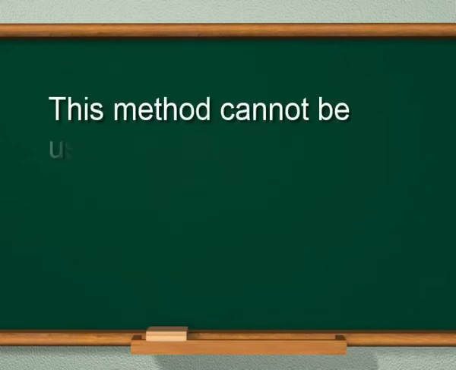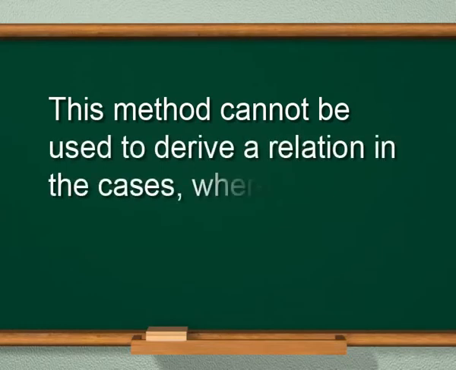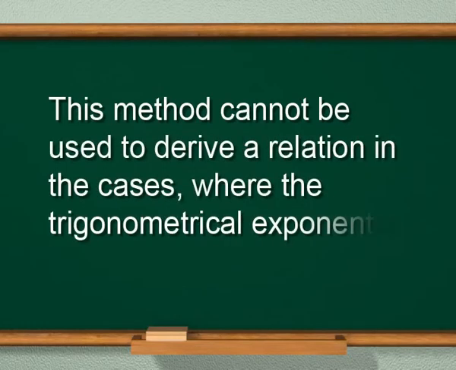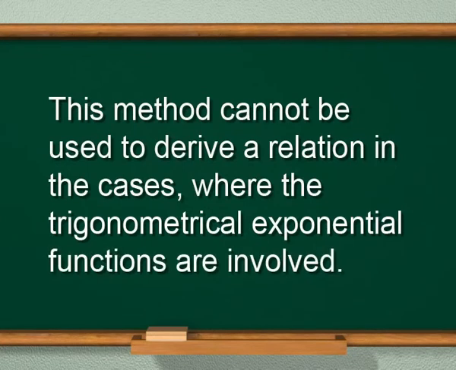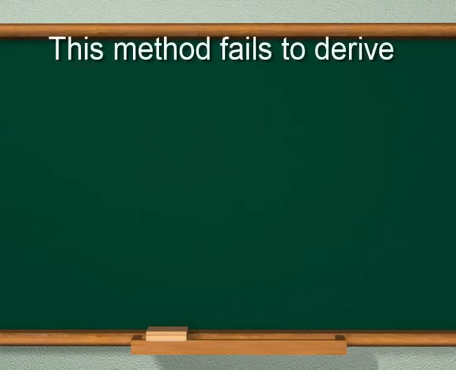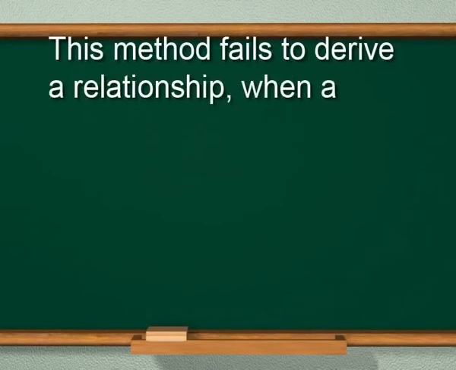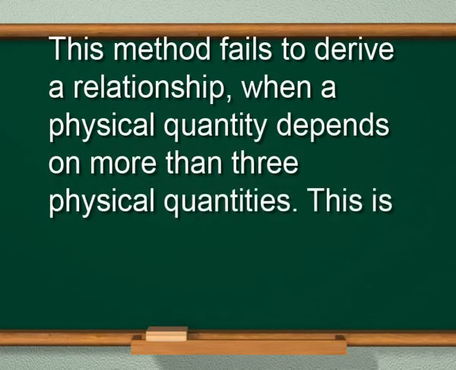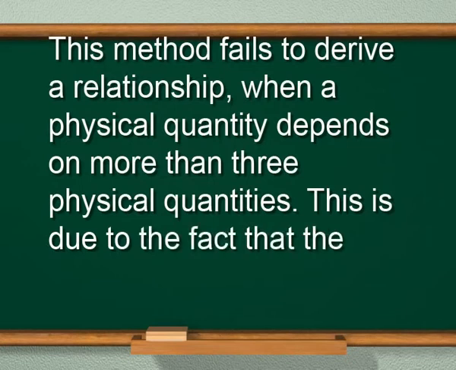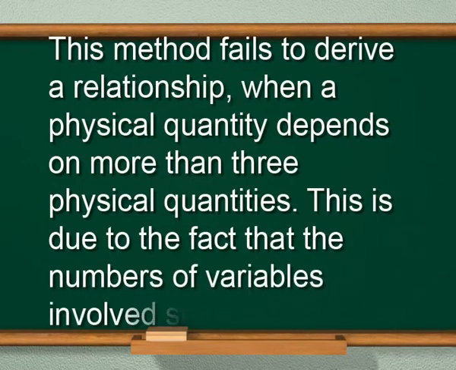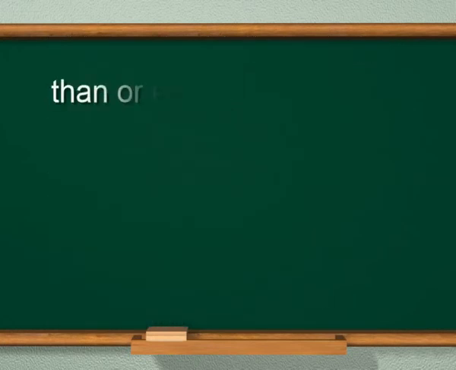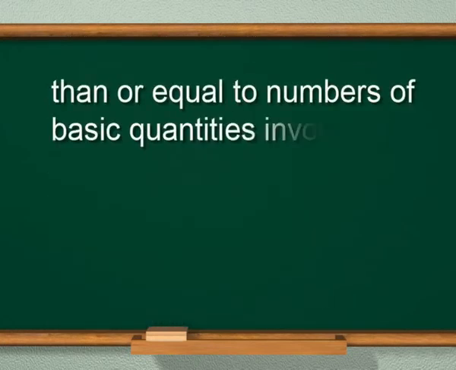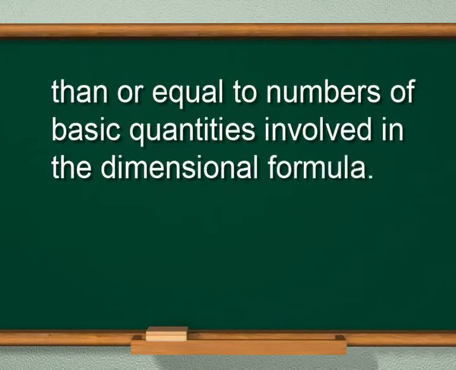The third is, this method cannot be used to derive a relation in the cases where the trigonometrical or exponential functions are involved. Fourth limit of this method is that it fails to derive a relationship when a physical quantity depends on more than three physical quantities. This is due to the fact that the number of variables involved should be less than or equal to the number of basic quantities involved in the dimensional formula.